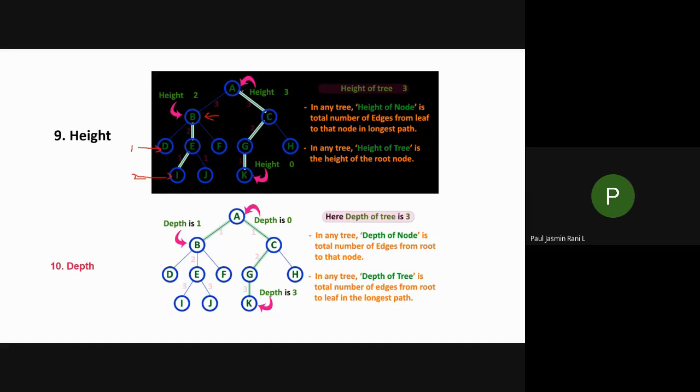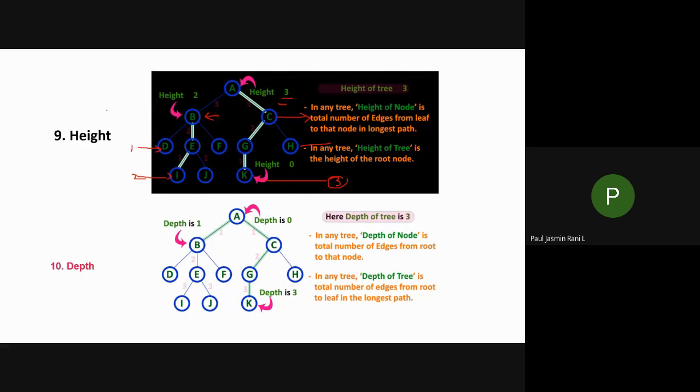Similarly, if I want to know the height of this A, how are we getting 3? This is one level, this is another level, and this is another level. So the maximum number of levels for this particular node is 3. Therefore the height is 3 for this A node. This is how you have to calculate the height, from top to bottom.